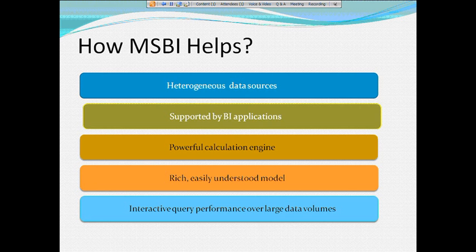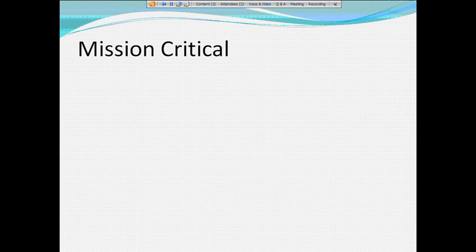That's where MSBI comes into the picture. It is very much capable of running very efficient queries on large volumes of data without any optimal use of indexes.